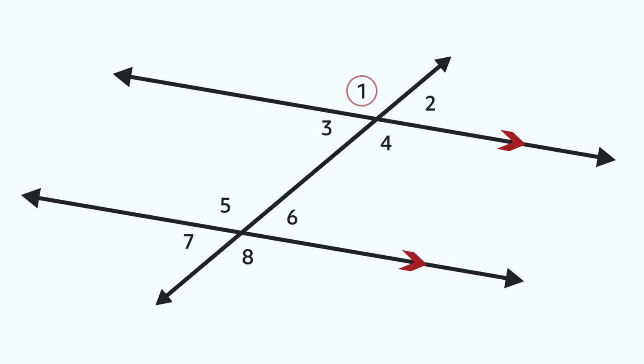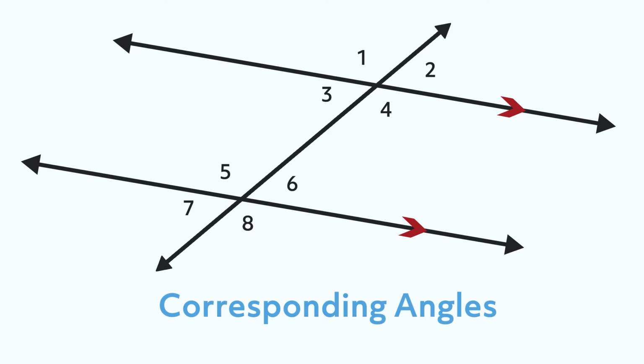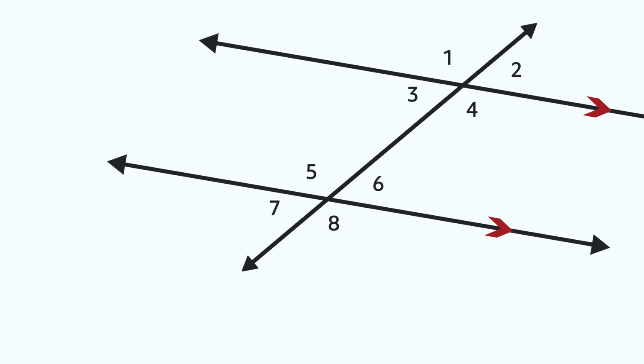Angle 1 is in the top left position in the top group of angles. If we look at the same spot in the bottom group of angles, we see that angle 5 is in the top left spot for that group. That means that angles 1 and 5 are corresponding angles. So angles 2 and 6 are also corresponding angles because they're in the top right spot for their respective groups. Angles 3 and 7 are also corresponding, as are angles 4 and 8. In a transversal, when there's a pair of parallel lines, corresponding angles are congruent. When the lines are not parallel, the corresponding angles are not congruent.